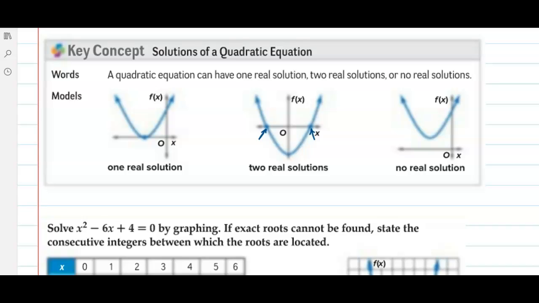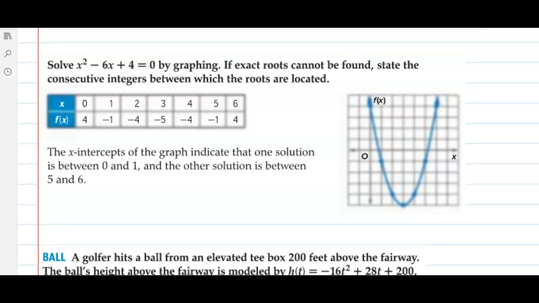Sometimes, though, it's not going to cross twice, it's just going to touch once. And when that happens, we have one solution. And sometimes it's not going to even cross at all, in which case we would end up with no solution. Those are our three options when we're solving quadratic equations.